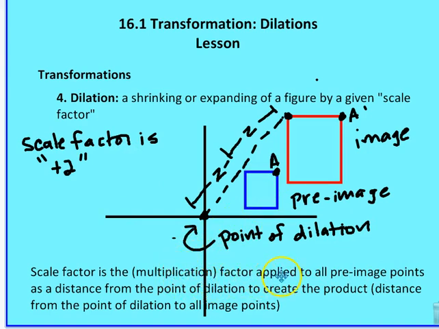All right, so scale factor is a multiplication factor applied to all pre-image points as a distance from a point of dilation to create a product, which is the distance from the point of dilation to all the image points. So this value here is a variable. We're going to call it d. And so we have our pre-image, which is the blue rectangle, and a point A, and we're going to dilate that by a scale factor of +2.